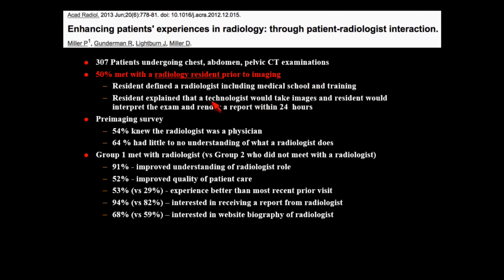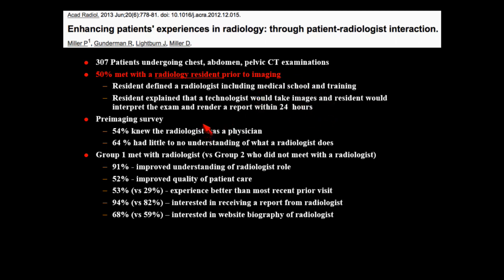The resident defined a radiologist, including what their training was, that they'd gone to medical school, and they were experts in imaging. And they explained that a technologist would take images and the resident would interpret the exam and render a report within 24 minutes. So they spoke to the resident for about 5 minutes.